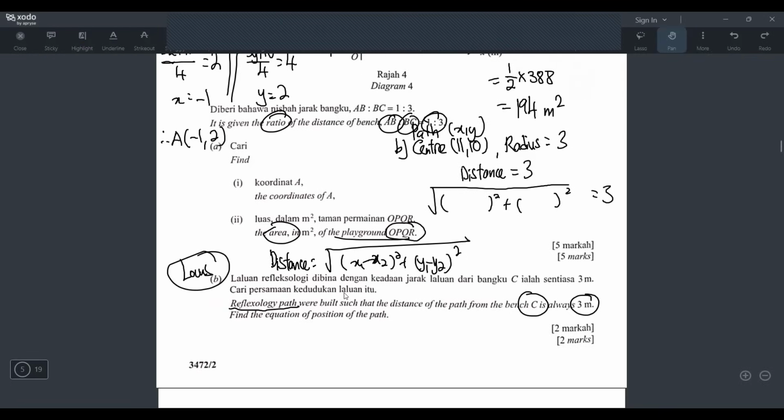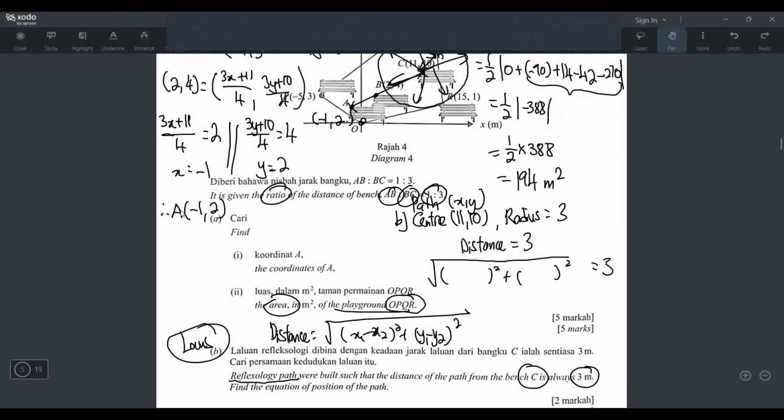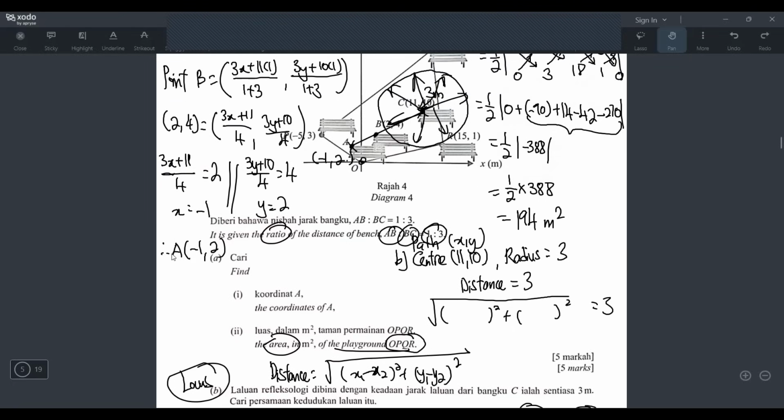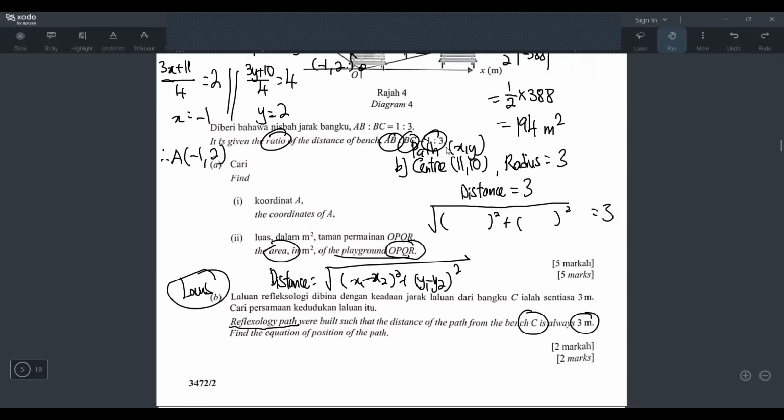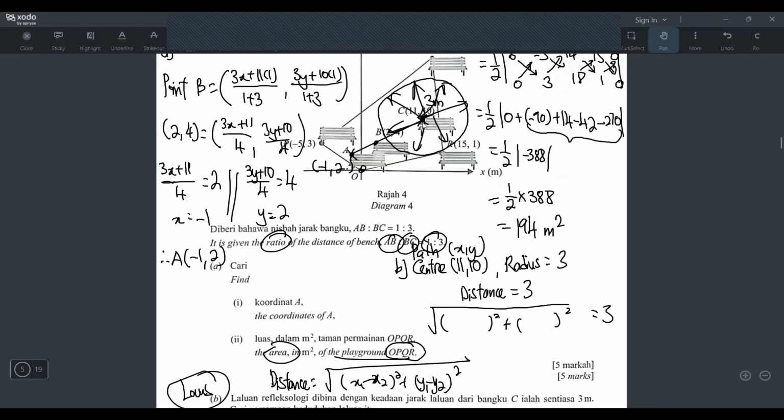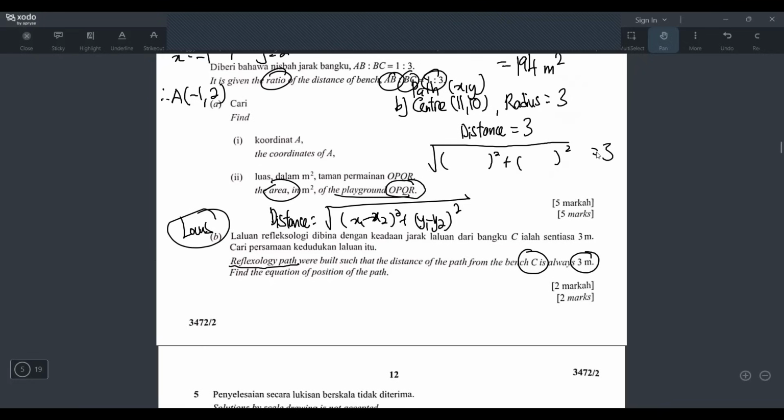Because when we are doing a locus question, there must be a moving point whose coordinate is (x, y). When it's a moving point, the coordinate keeps changing, and the point that is moving now is the path in a circular motion. So the path coordinate is (x, y) and the center is (11, 10). Even though we don't know the coordinate of the path, we do know that the distance between the path and the center is always 3 units. Do you agree? Doesn't matter where it is along the circle, the distance is always 3 units. That is why we can set the distance equal to 3.